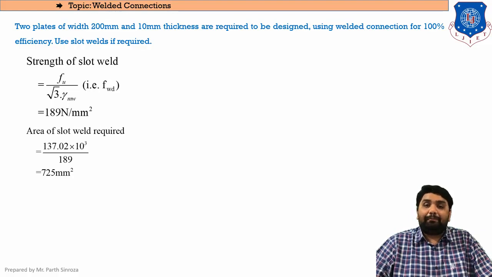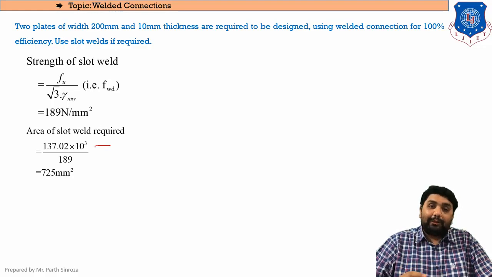So sigma equal to P by A. If I make A the subject, the value will be P upon sigma. And sigma in this case will be FWD, that is 189 for short. And P is the amount of load to be resisted by slots, which was 137 kilonewton. So solving it, we get an answer that the area of slot that is required is 725 mm square.